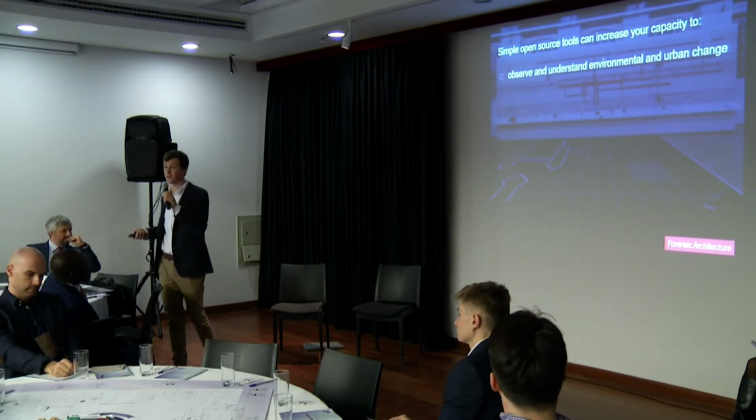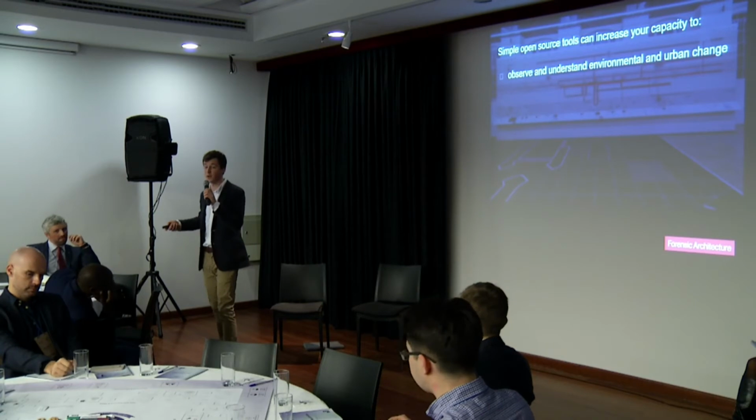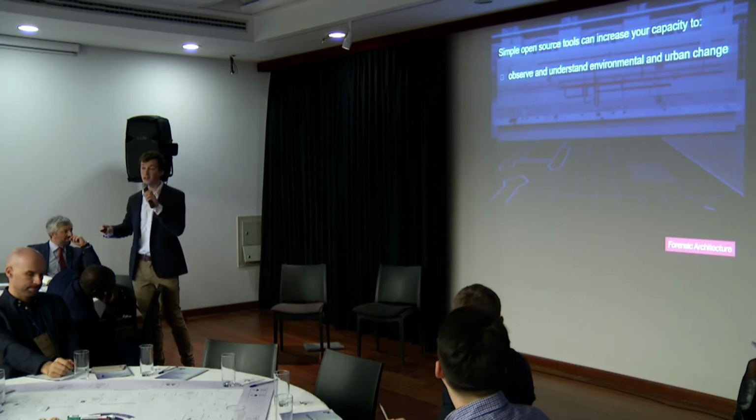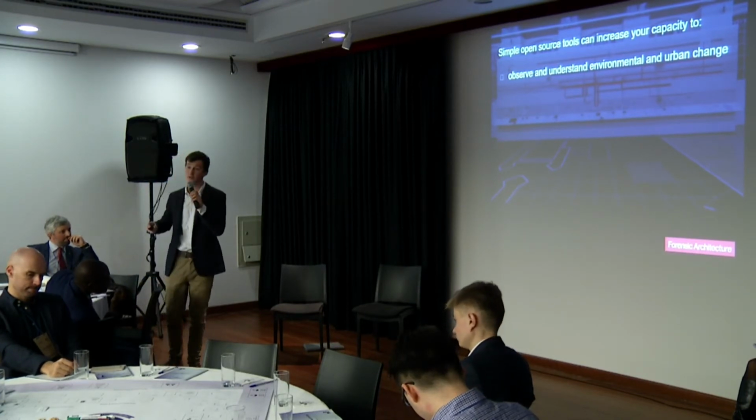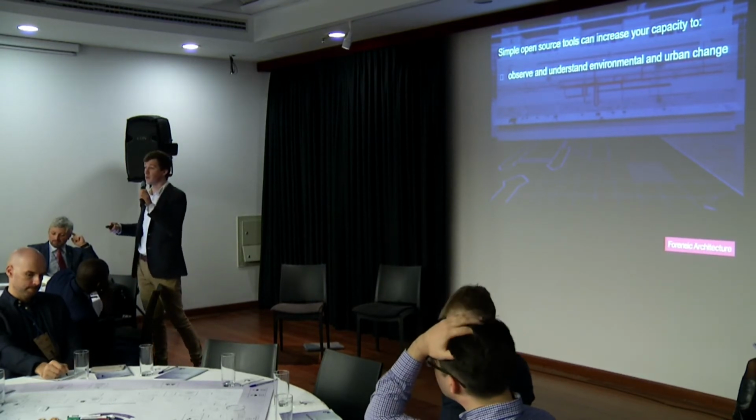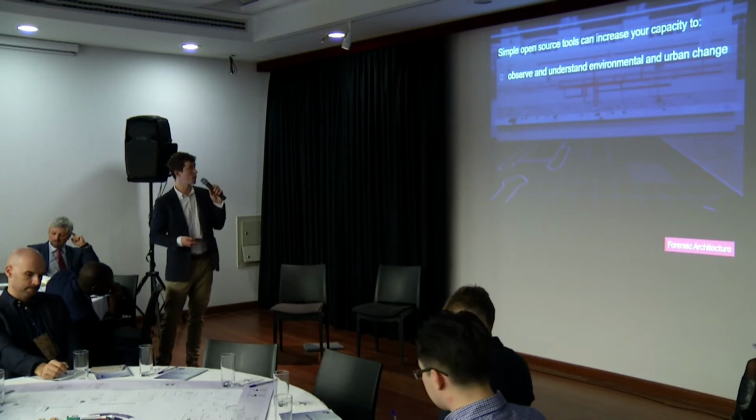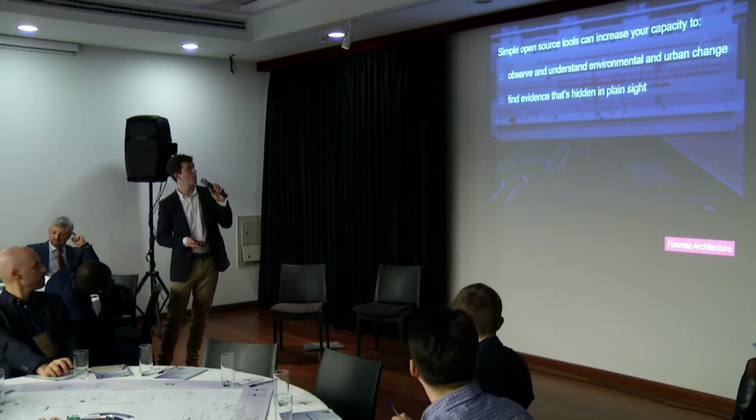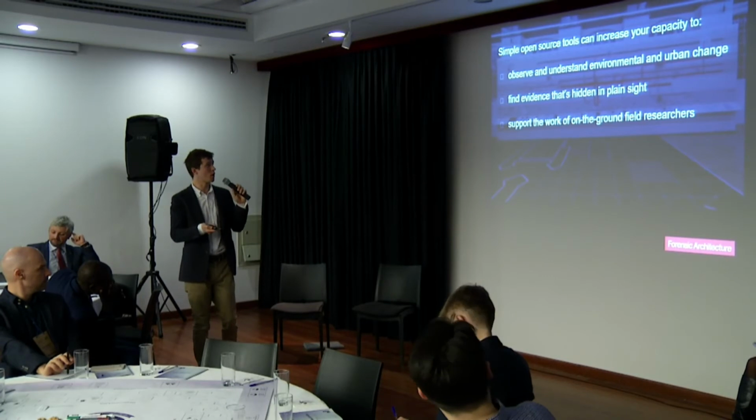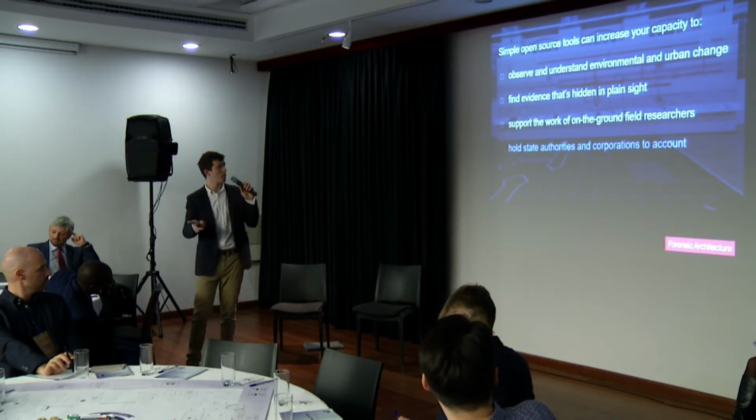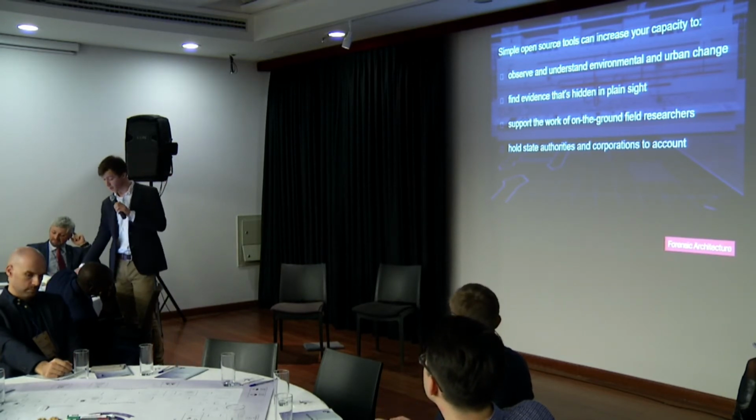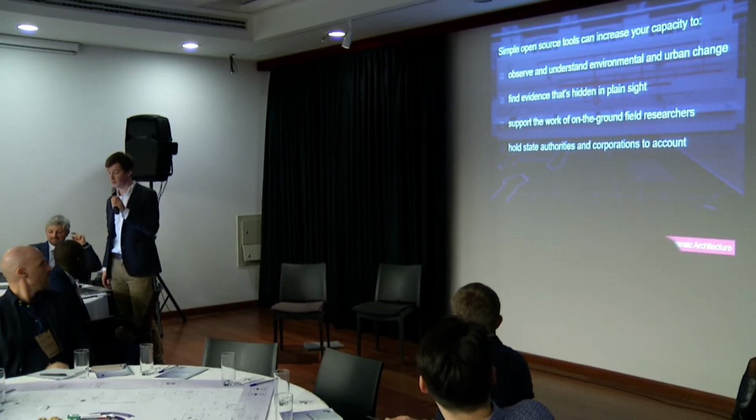I've had to leave out my example about environmental violence monitoring through satellite imagery, but the wealth of satellite imagery that's available is really quite staggering, and there are tools to interpret it which are free, which can, again, allow you to affect real social and political change. And we are examples of doing so. You can find evidence that's hidden in plain sight, as I've already said. We can support the work of on-the-ground field researchers. And ultimately, what it's all about, we can hold state authorities and corporations to account. Okay, thank you very much, and I look forward to talking through some of this with you.